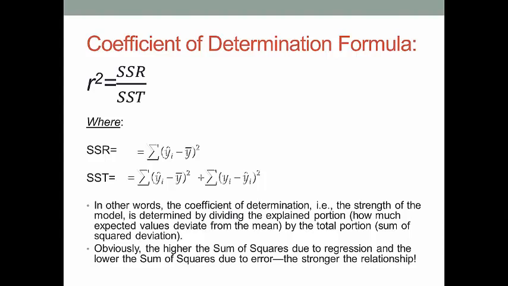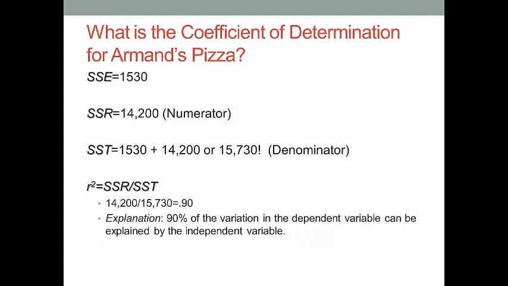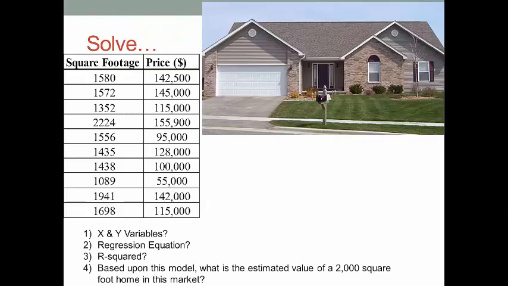And if we go back to Armand's Pizza, we see that SSE is 1,530, SSR is 14,200. When you add the two of those together, you get 15,730. So our r squared is taking the SSR, 14,200, dividing by SST, 15,730, and we see that that is 0.90, or 90%. 90% of pizza sales can be explained by the student population. And that is an example then of our r squared.